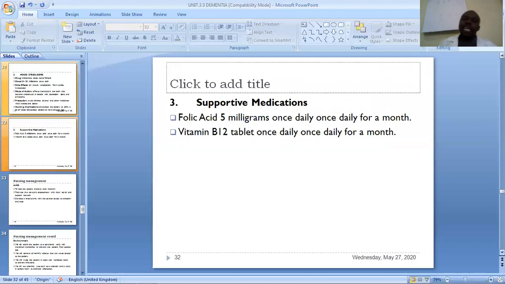We can give folic acid 5 milligrams once daily for a month. It should be given simultaneously with vitamin B12 tablets, which is also given once daily for a month. This improves the condition of the brain.